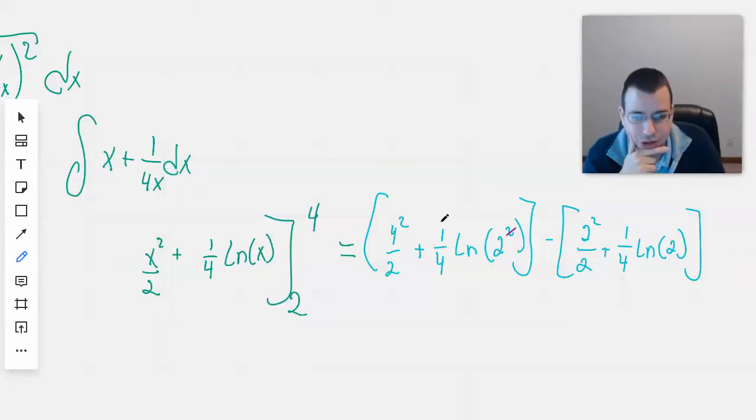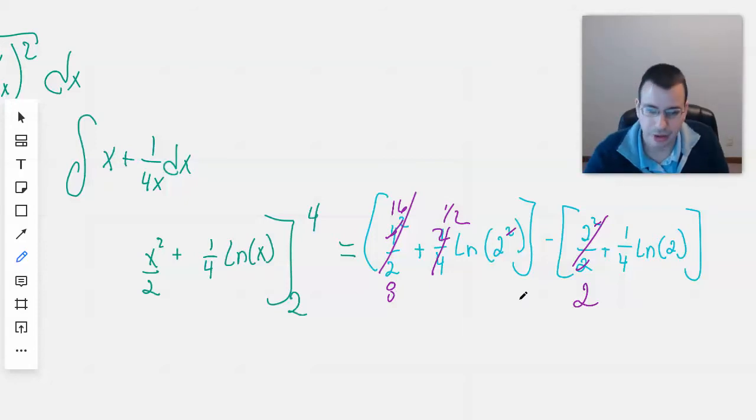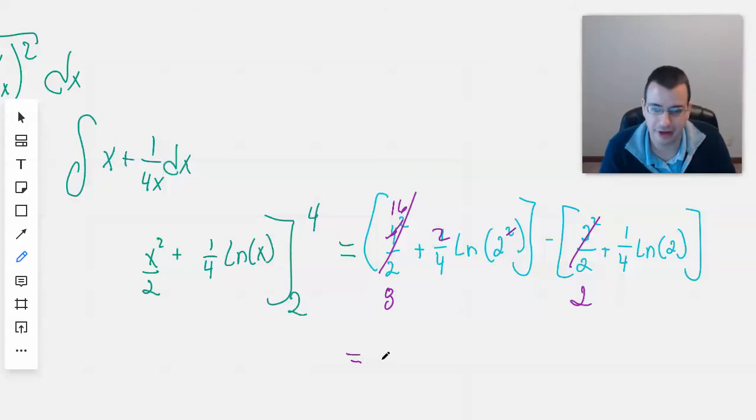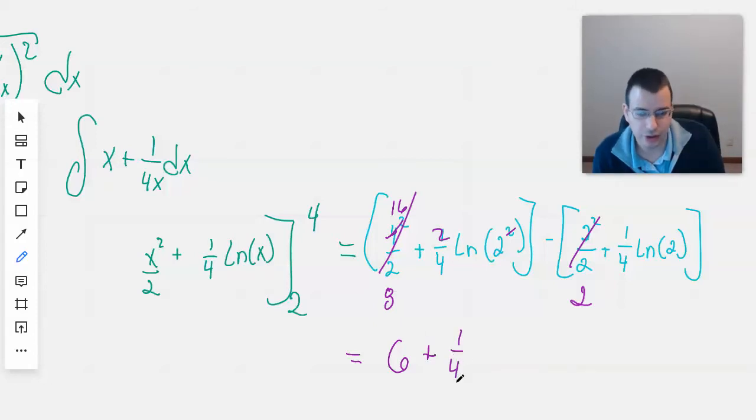So this 2 can go over here. This can be 16, which makes this whole thing 8. That cancels, so we get 4 divided by 2, which is 2. And then we have this is 1/2. Nope, we'll keep that one the way it is. I think I missed a lot of things I wanted. 4 divided by 2 will be 2. That'll be 2/4 and 1/4. So we have 8 minus 2, which is 6, plus 1/4 natural log of 2.